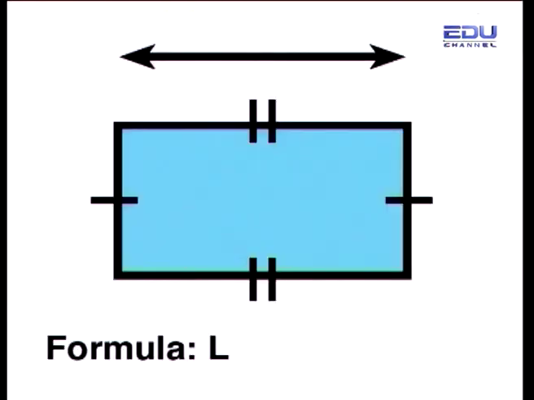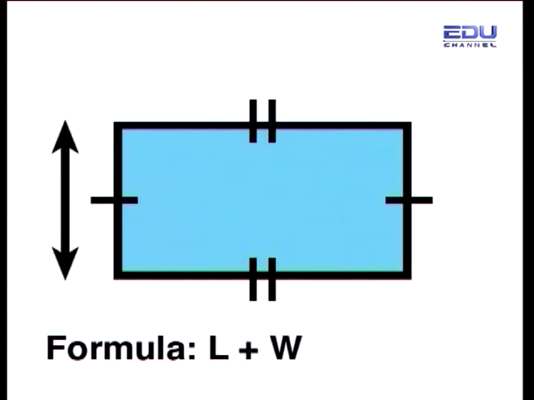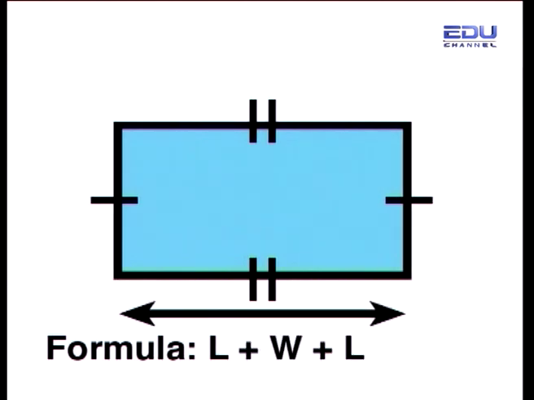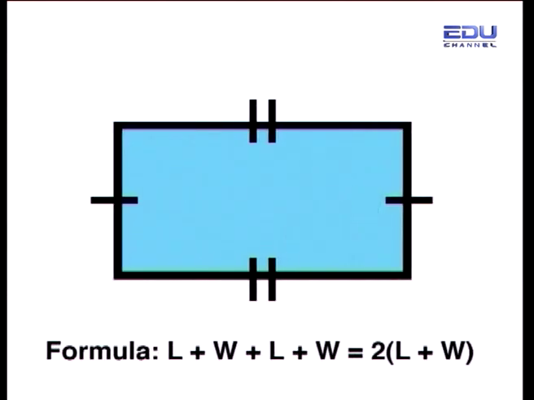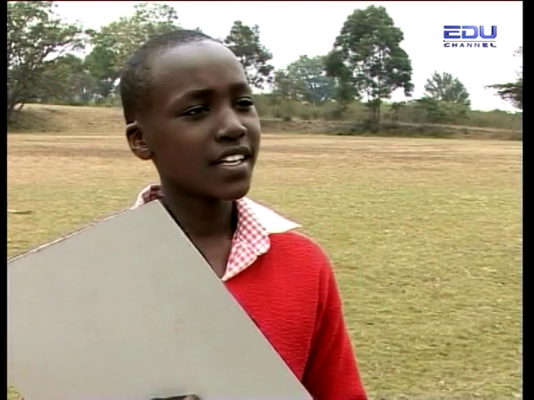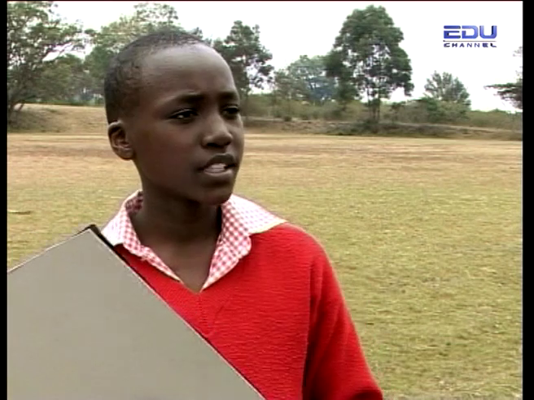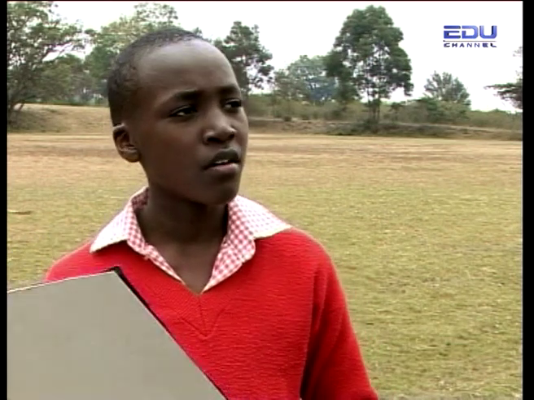Then I think we need to use the formula to work it out. What formula? The formula for the perimeter of the rectangle: length plus width plus length plus width gives the perimeter of the rectangle, which equals 2 times the length plus the width. If we put in the length and the width that we measured, we will get the perimeter of the rectangle.